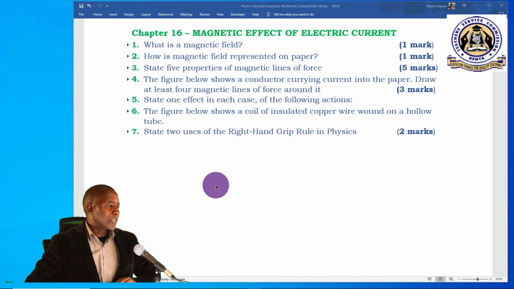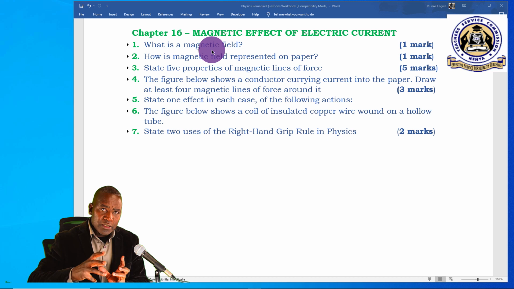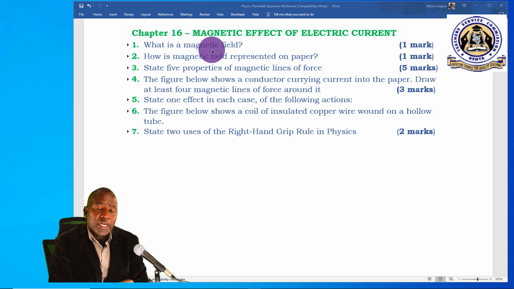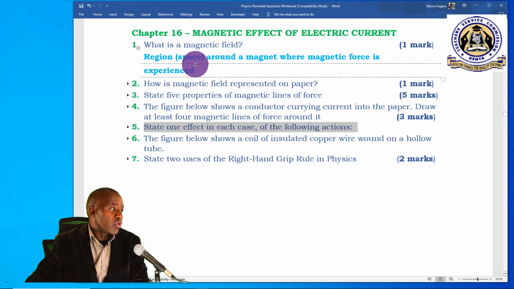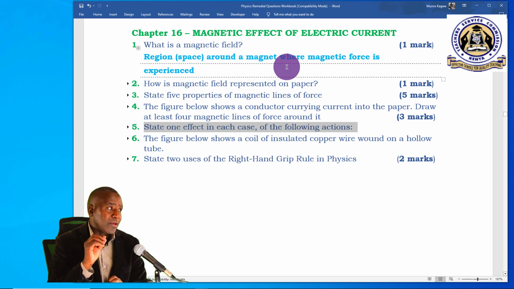I'd like us to look at some of the questions that we have here. What is a magnetic field? That region around a magnet where a magnetic force is experienced is referred to as a magnetic field. We are going to give that very simple definition, rather, that a magnetic field is that region around a magnet where a magnetic force is experienced. So let's see the answer to that particular question. So over here, the region or space around a magnet where magnetic force is experienced is a magnetic field.